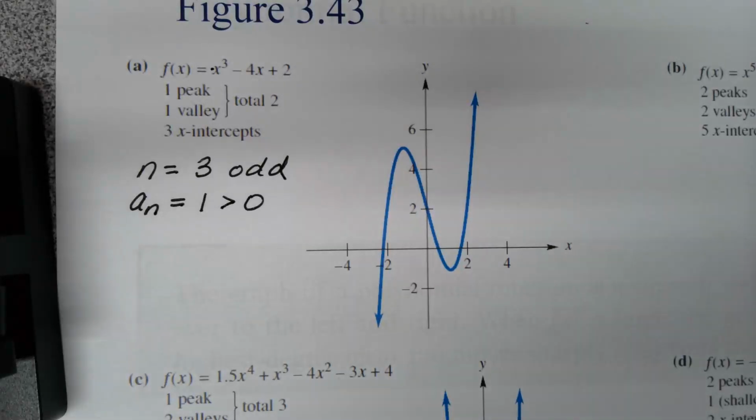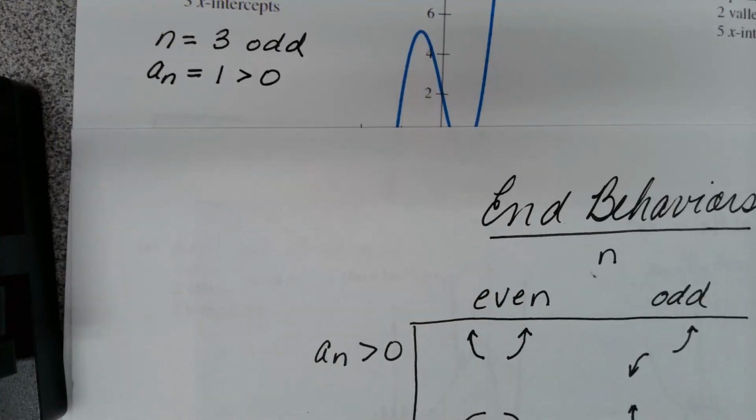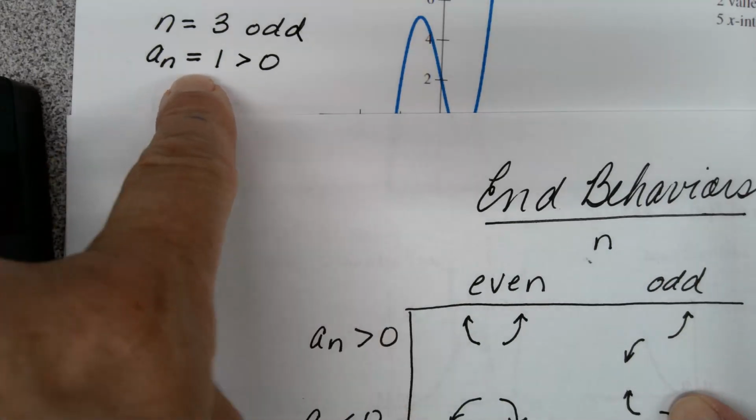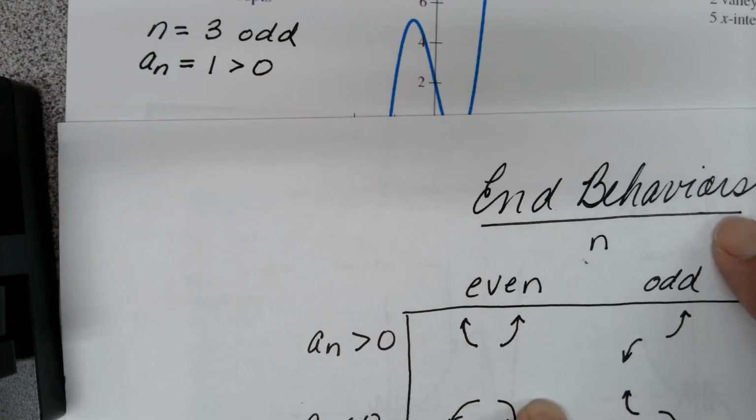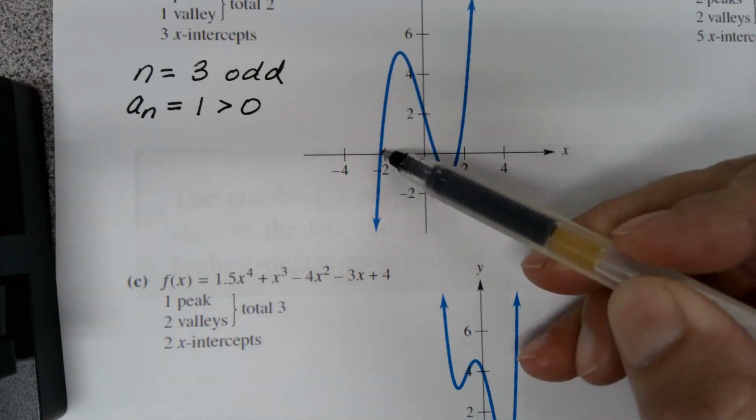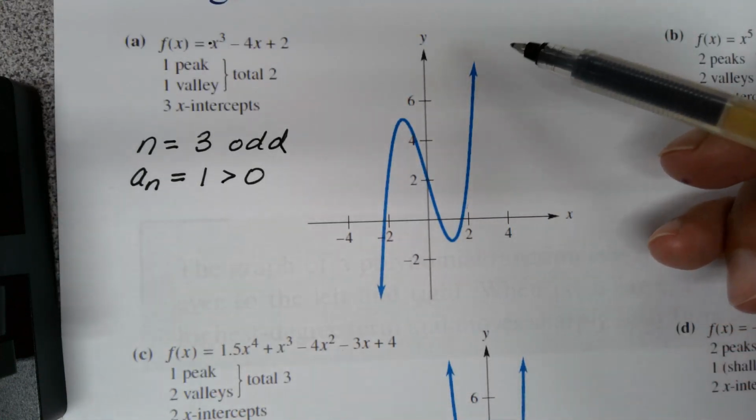At that point, we can look at our end behavior chart, and we see that n is odd, so we're in this column, but a sub n is positive, so we know our end behavior is going to fall to the left and rise to the right. And you see that happening here, falling to the left and rising to the right.